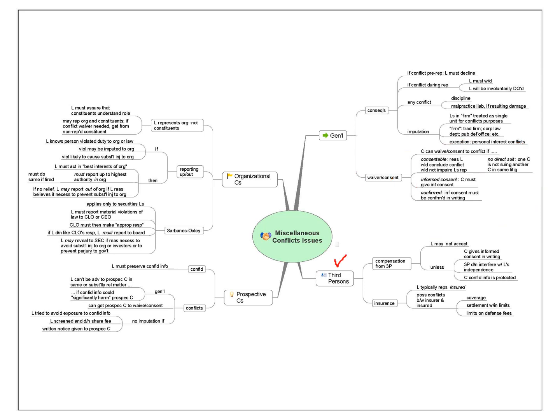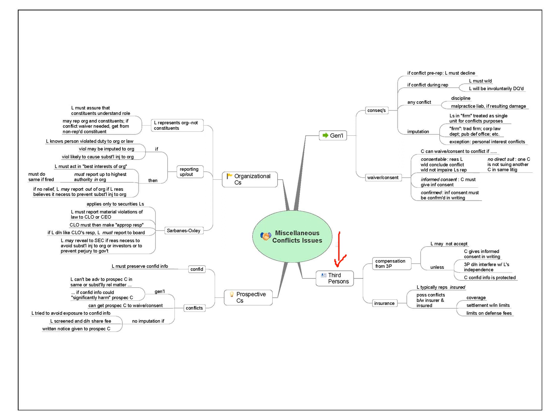Third persons. What conflicts can arise from a third person? Well, compensation. If somebody's mother is paying you, then you might want to talk to the mother about the case, or you might do what the mother wants. So if you're receiving compensation from a third party, then there's a potential conflict.